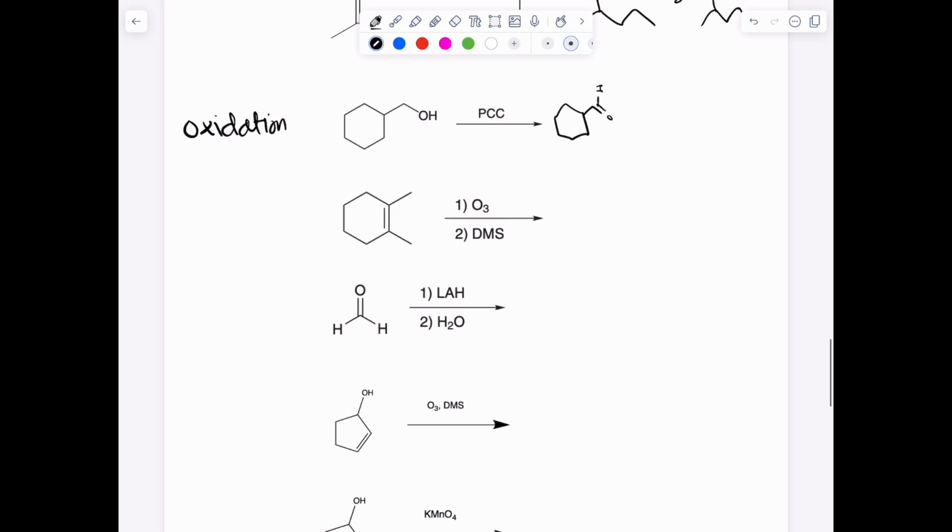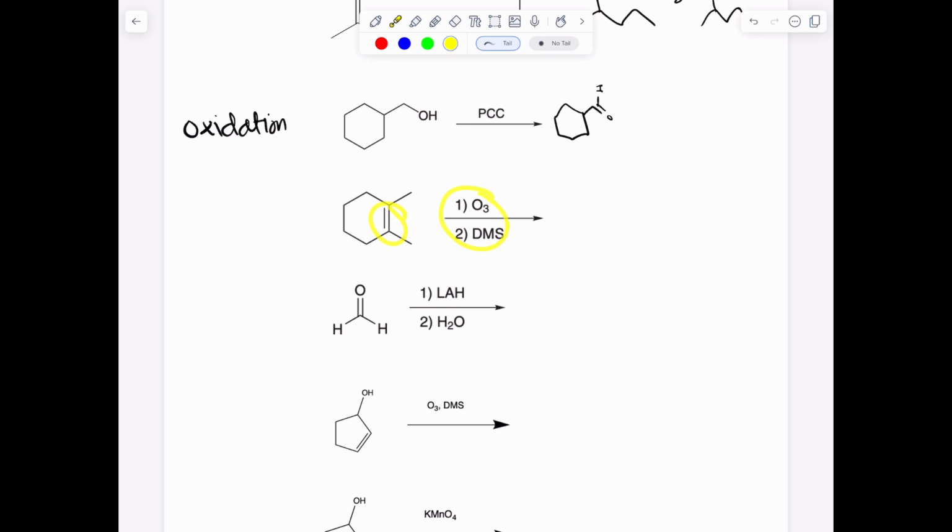Up next, we have O3 and DMS reacting with an alkene. And as you'll notice, this is not one of the reagents that were discussed earlier in this assignment. This is a review reaction from first semester organic chemistry. So take a second and pause the video if you want and try to remember what the products are for this reaction.